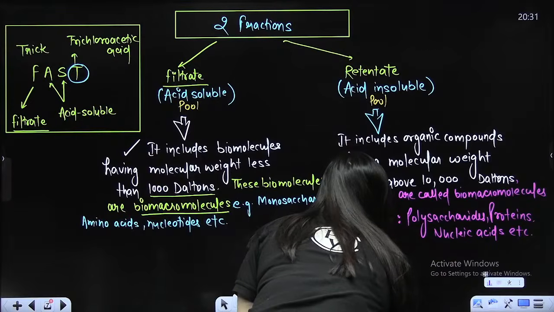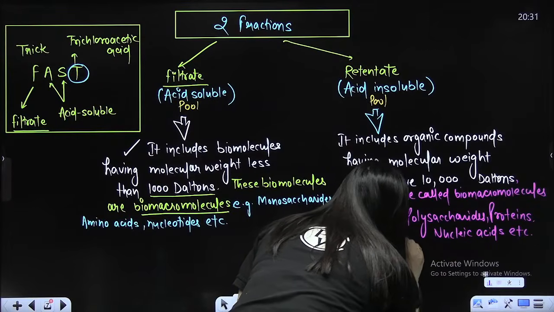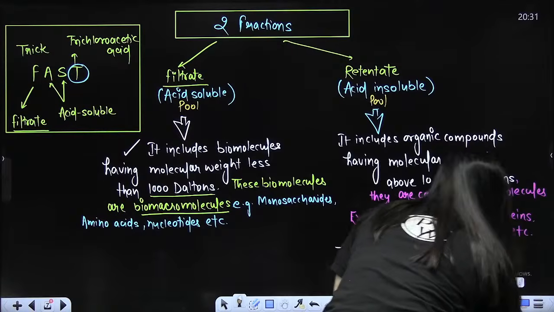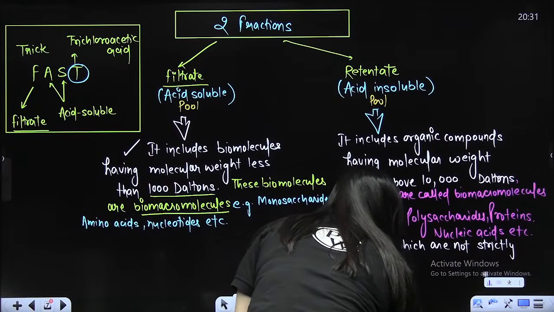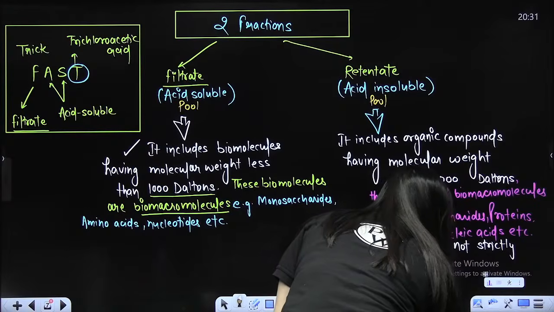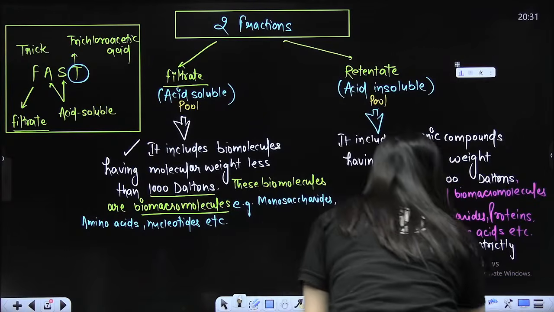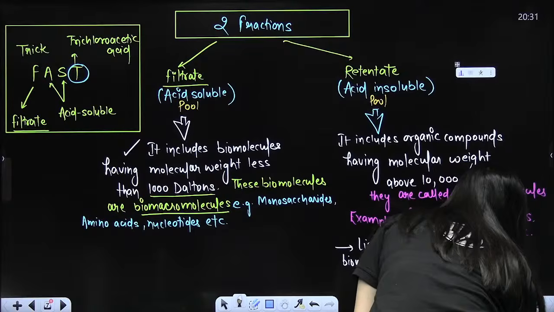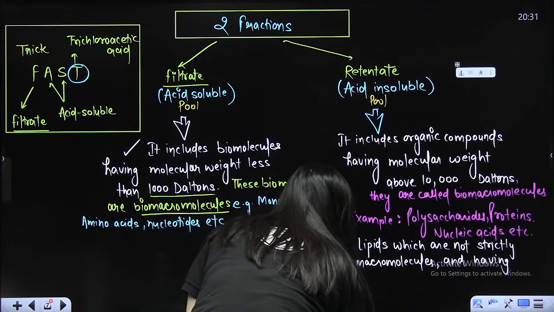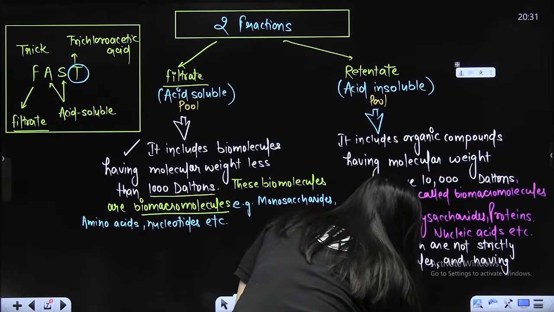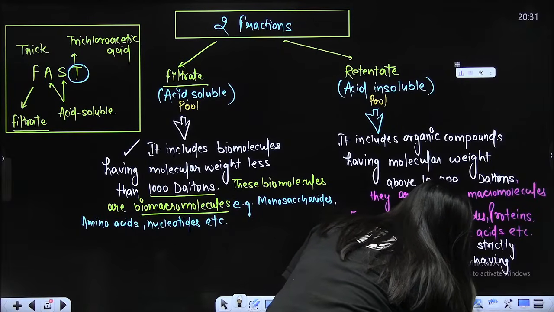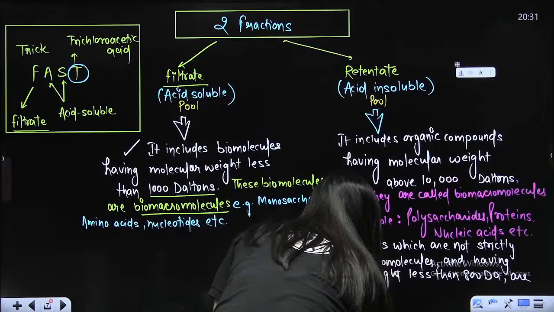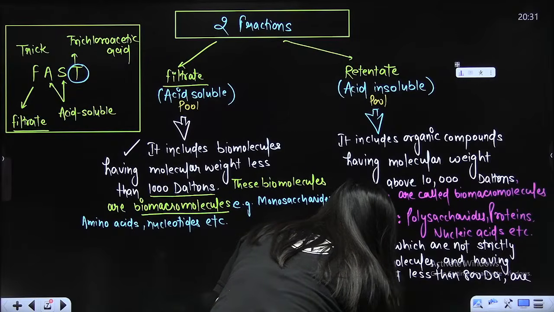Now, one more thing that you need to write is lipids, which are not strictly biomacromolecules. This is a very important point, so everybody pay attention. Lipids, which are not strictly biomacromolecules and have molecular weight less than 800 Daltons, are also present in it. Imagine that. So that's what you need to remember. We'll talk about the reason as well.